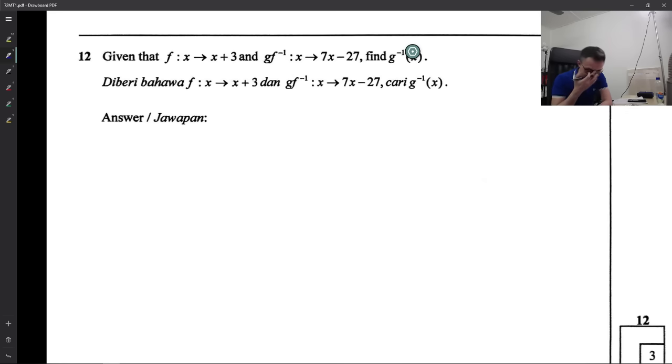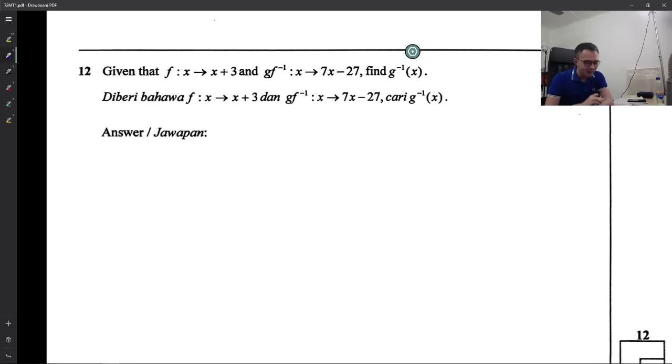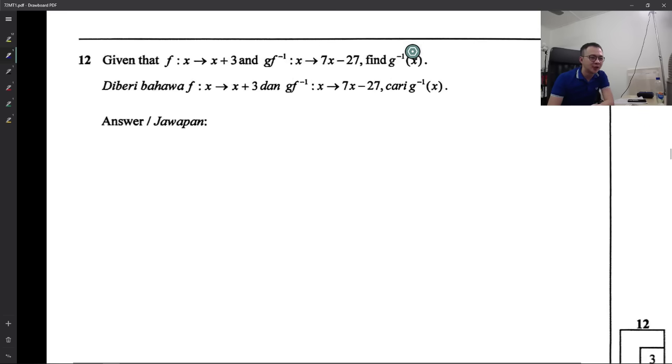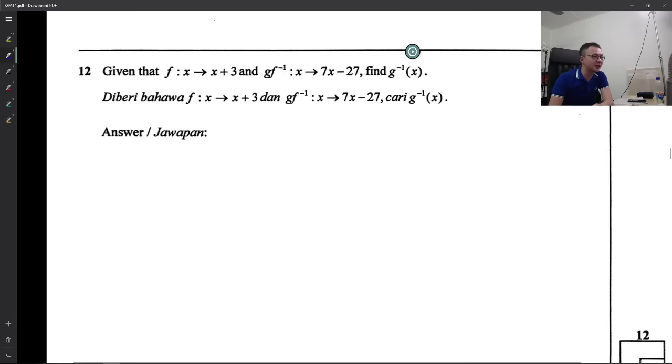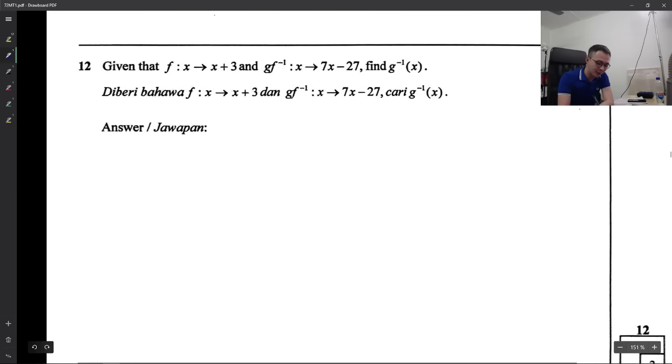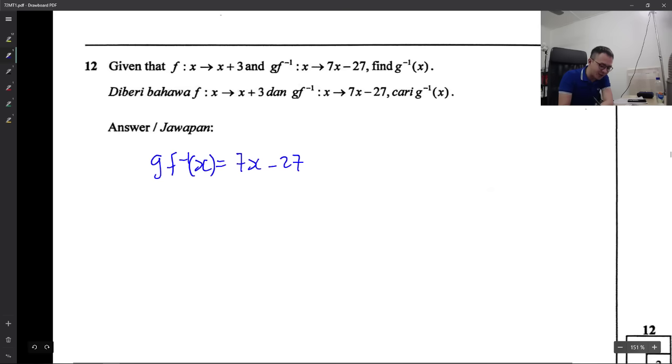Alright, okay, these questions, there are a few ways of doing this question, but I'll just show you a faster way. So for this question, it is a 3-mark question. We have f of x, and then the question gives us g f inverse x equals 7x minus 27, and I need to find g inverse. So what I will do over here is get the f inverse first, right?